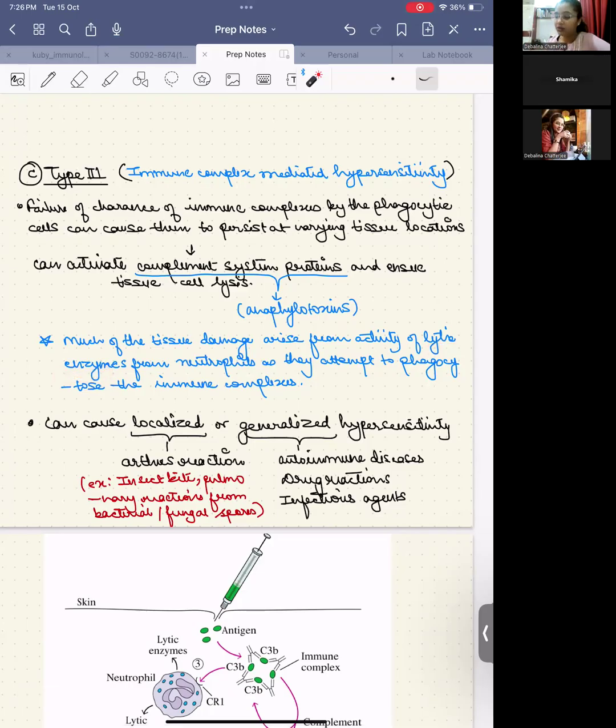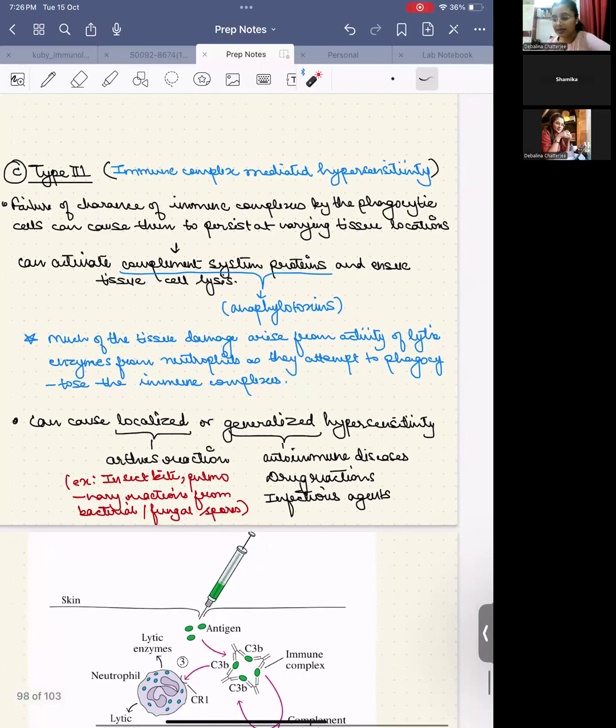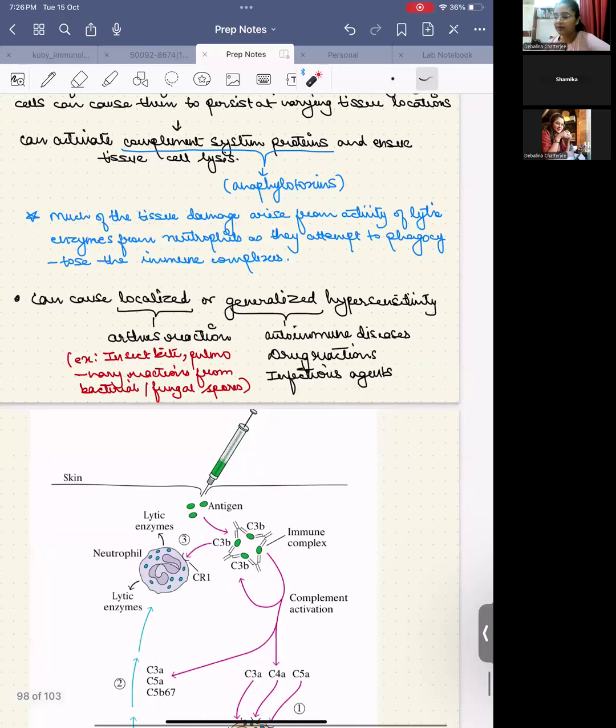So again, what was supposed to be a helpful response, the intentions were good, that you want to clear the complexes, but that's not its usual job, right? So it fails to do so. And as it fails to do so, it also produces a lot of lytic enzymes. Now, these lytic enzymes, in addition to the anaphylotoxin, are going to further damage the tissue that we see.